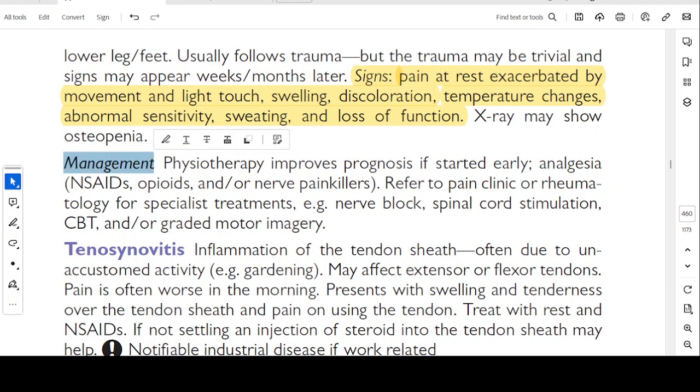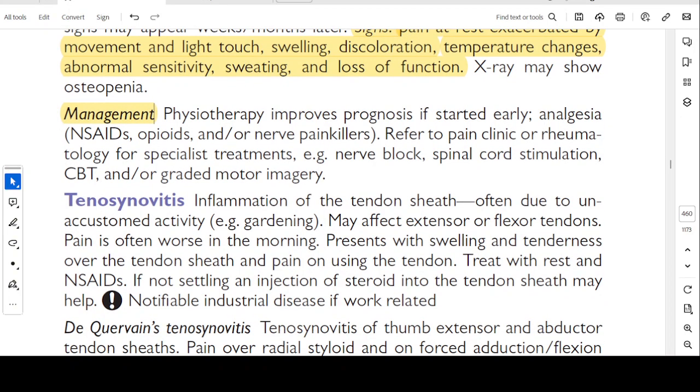Management. Physiotherapy improves the prognosis if started early. Analgesia, NSAIDs, opioids, and nerve painkillers can be given. Refer to pain clinic or rheumatology for specialist treatments, for example a nerve block, spinal cord stimulation, CBT, or graded motor imagery.